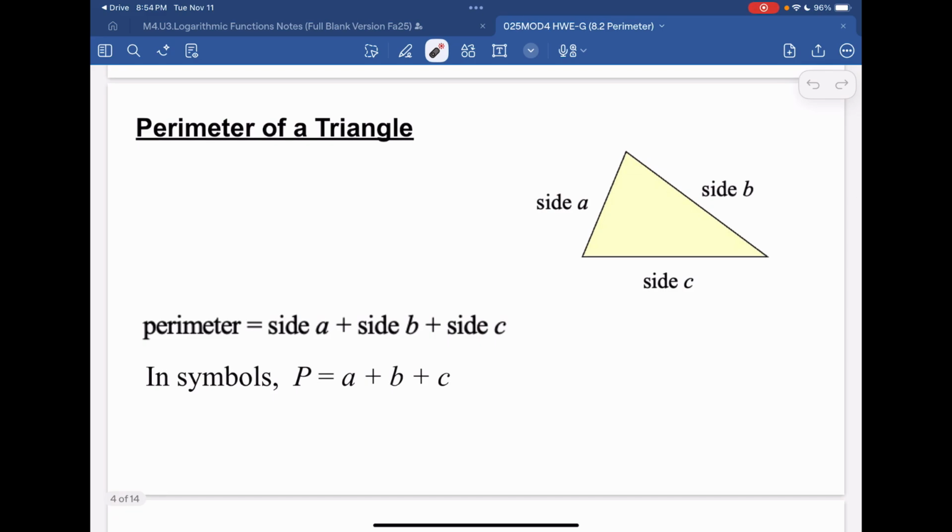With a triangle, most of the time, all three of those sides are different. And so for the triangle, we're just going to simply add up all three of the sides. Which again, you could do the same thing for the rectangle and the square. There's just a shorter formula you can use for those.